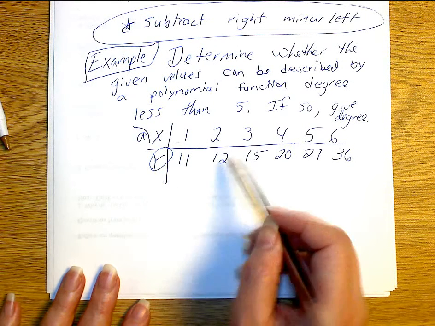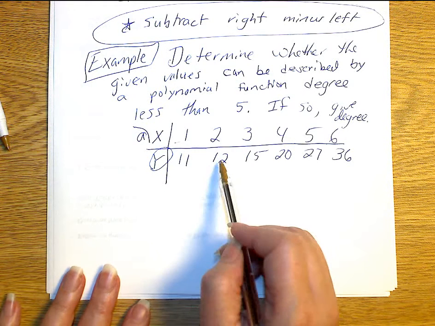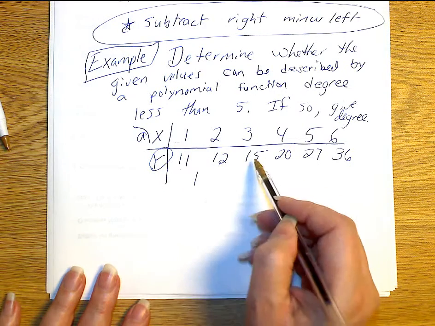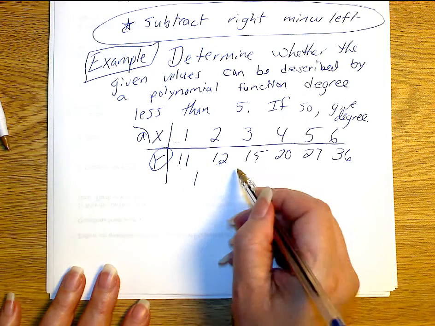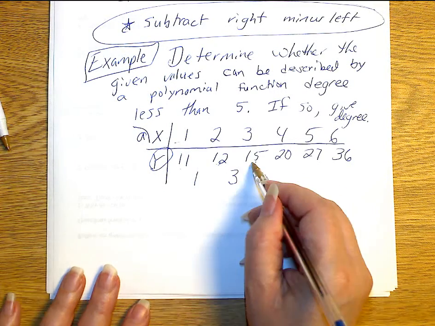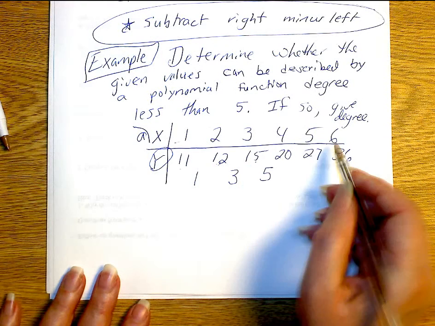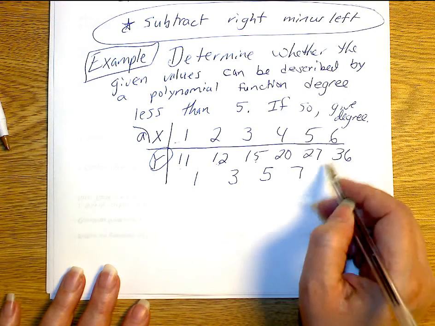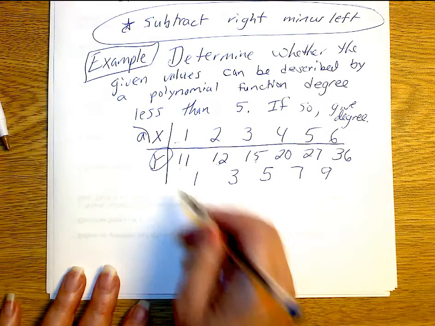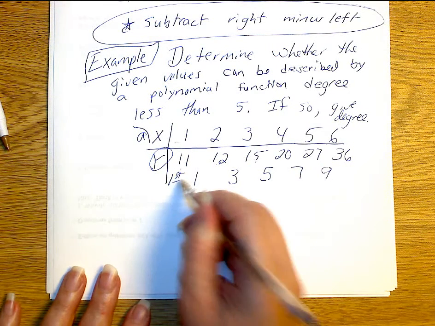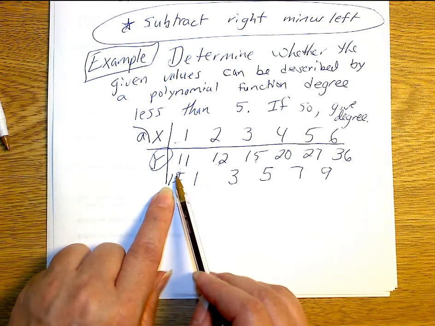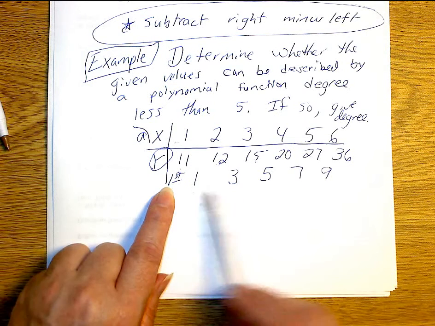So you take your right number, so you have 12, and you subtract 11, which is 1. 15 minus 12, 20 minus 15, 27 minus 20, 36 minus 27. And that's my first time subtracting. If these were all the same, it would have been degree 1. All right, I want you now to subtract the next row.